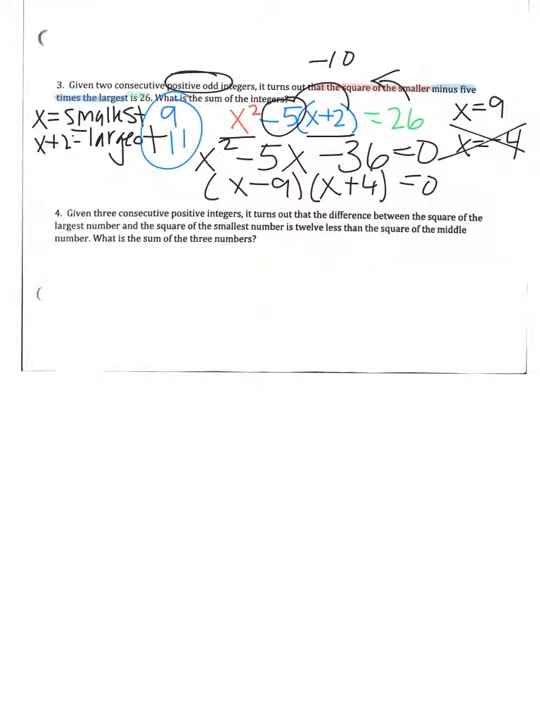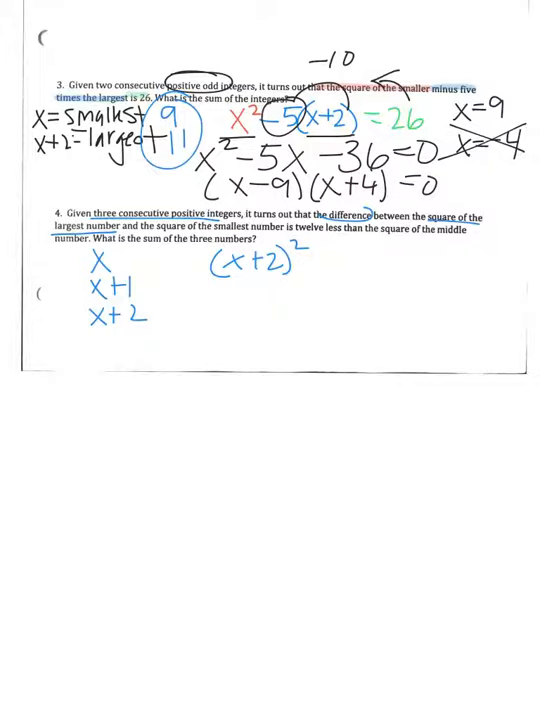On problem number 4, we need 3 consecutive positive integers, x, x plus 1, and x plus 2. This one's big, okay? So it turns out that the difference between, so difference is indicating subtraction, we're looking for the difference between the square of the largest number, okay? So square of the largest number is going to be this x plus 2. So square of the largest is x plus 2 squared.